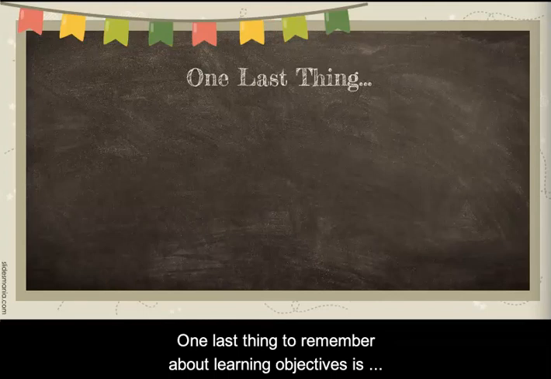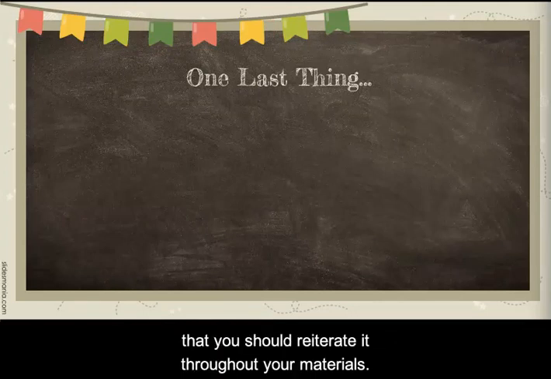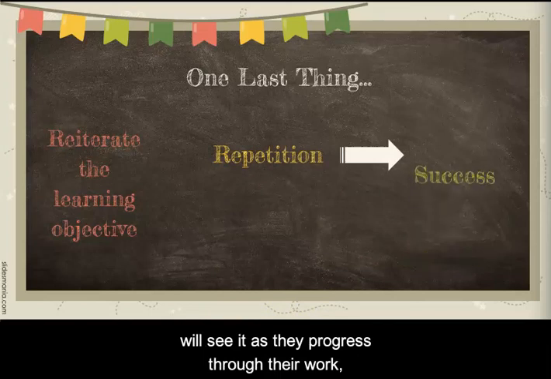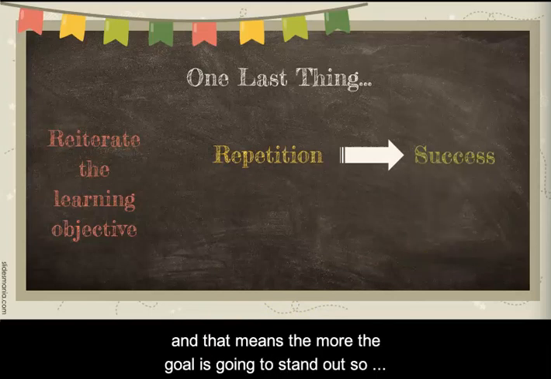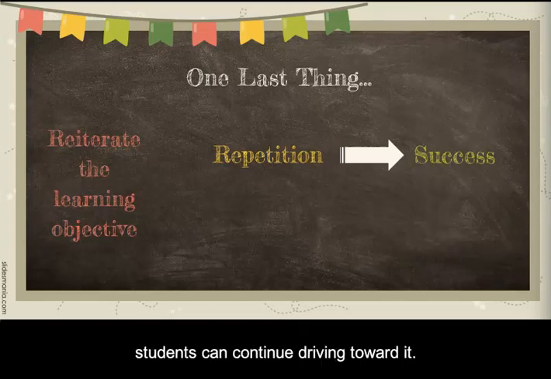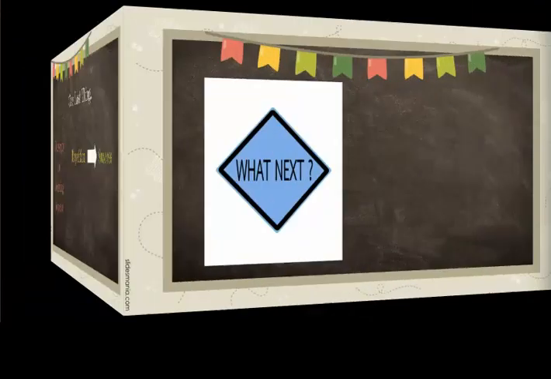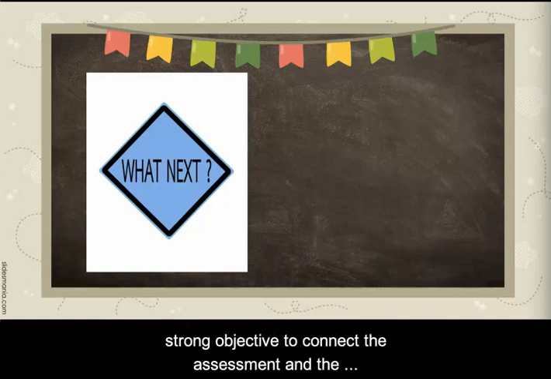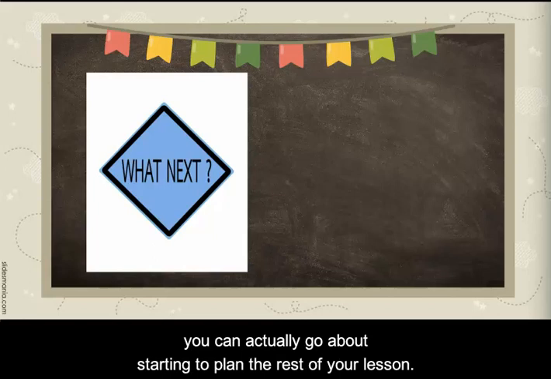One last thing to remember about learning objectives is that you should reiterate it throughout your materials. The more you refer to it, the more your students will see it as they progress through their work. And that means the more the goal is going to stand out, so students can continue driving toward it. Now that you've created an assessment and written a strong objective to connect the assessment and the standard and the content all together, you can actually go about starting to plan the rest of your lesson.